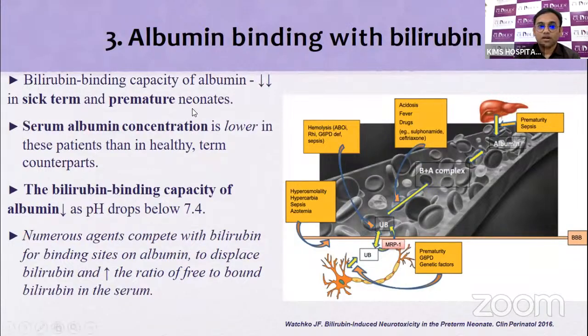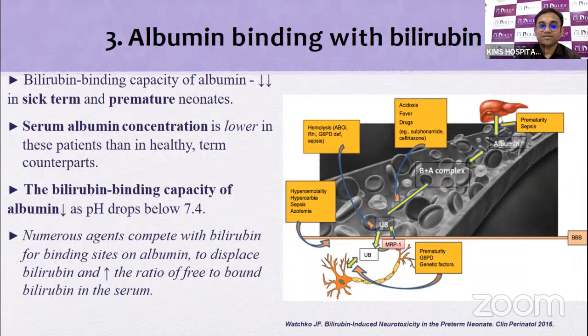In a newborn, not only are the albumin levels low, but the affinity between the bilirubin and albumin is also a bit low. The bilirubin binding capacity of the albumin is low per se in newborn babies compared to adults, and it is much lower in sick term and preterm infants. The serum albumin concentration is also lower in these sick patients when compared to their healthy term counterparts. The bilirubin binding capacity of the albumin decreases as the pH drops below 7.4, and as more acidosis occurs, there is a greater chance of the formation of bilirubinic acid, which is the most pathological form of bilirubin.